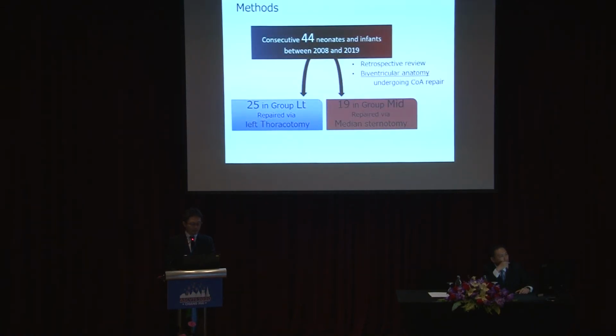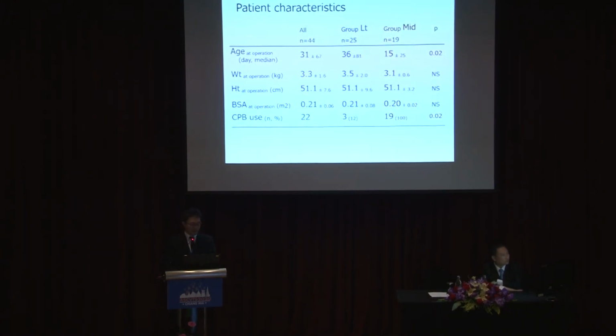This shows methods. Our consecutive 44 patients were included and divided into two groups. 25 patients repaired by left thoracotomy were in group left. 90 patients repaired by median sternotomy were in group mid. Single ventricular anatomy was excluded. This shows the patients' characteristics. Age at operation was significantly older in group left than group mid, but weight and height were not different.